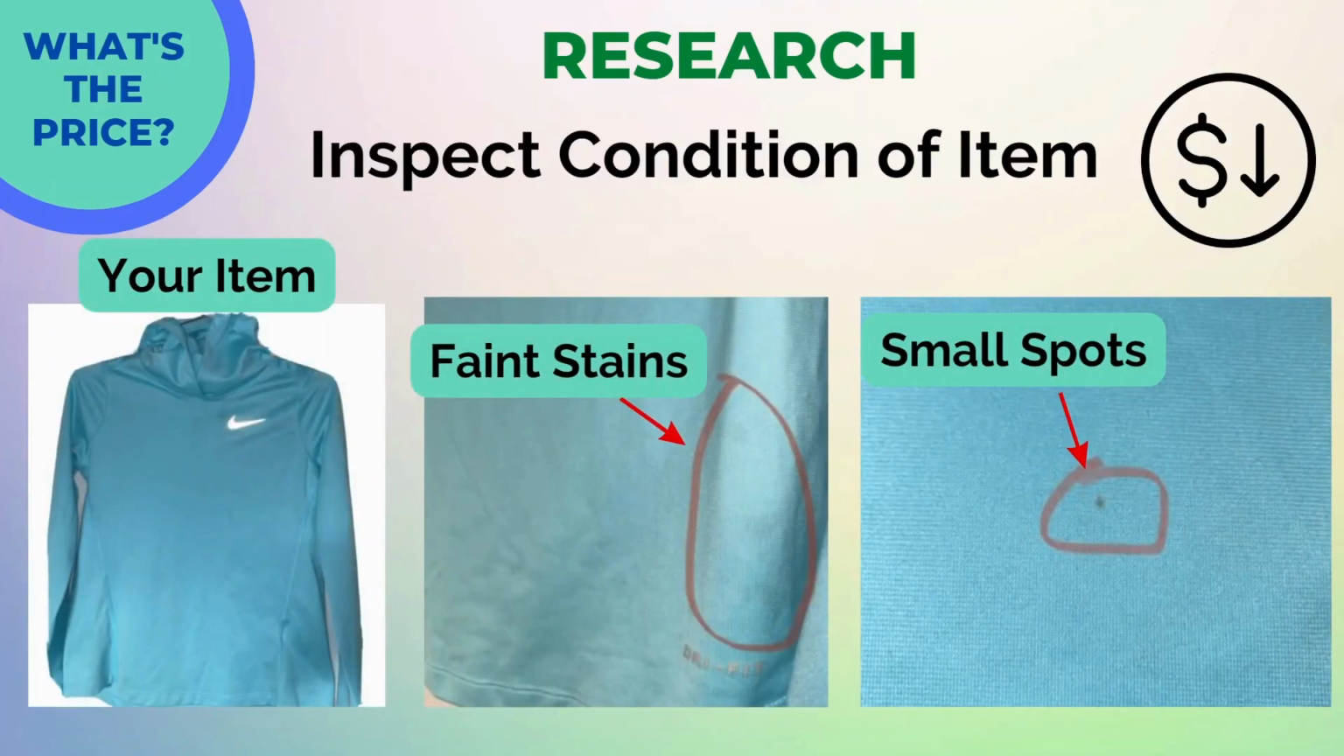Before you decide on the price point to list your item, you should also check the condition. Faint stains or marks should be noted in the listing and will likely require you to adjust the price. An item with flaws should be priced lower than a new item.